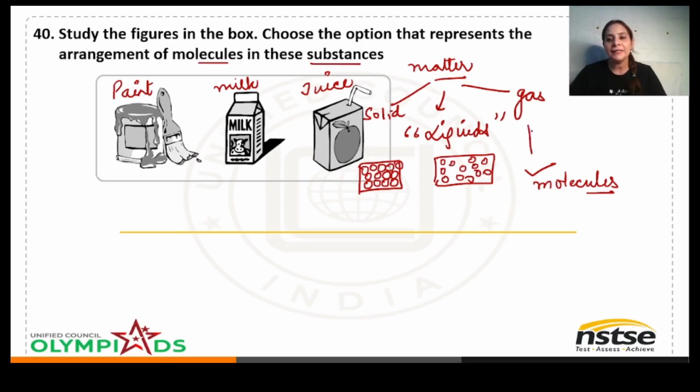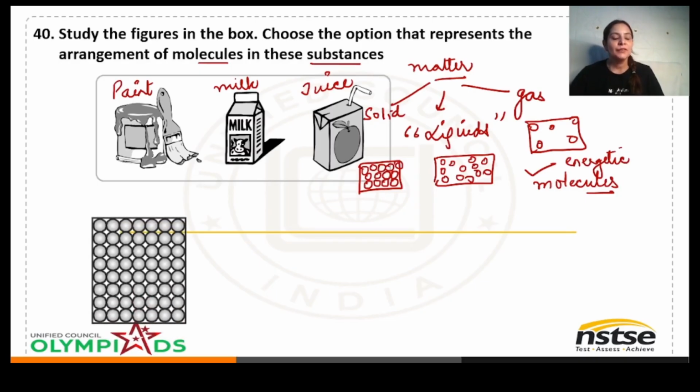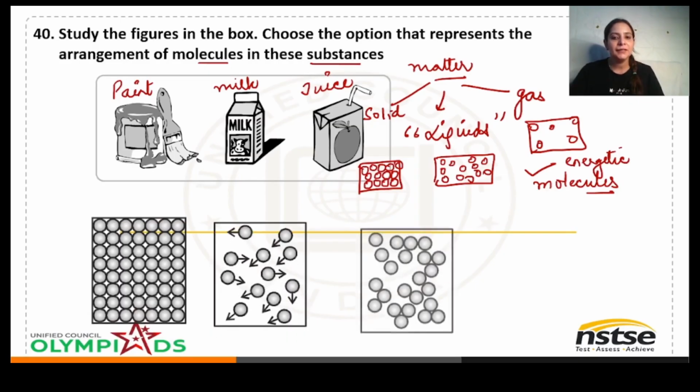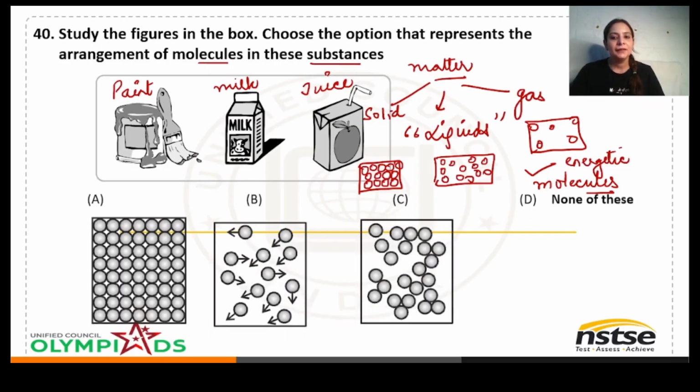And if I talk about gas, in gas the particles are far apart and very energetic. That is the reason they keep on moving randomly. So this is how the particles are arranged. Now let's look at the options. We have options A, B, C, and D, where option D says none of these. All three of them, as we have discussed, are liquids where the particles are loosely arranged.